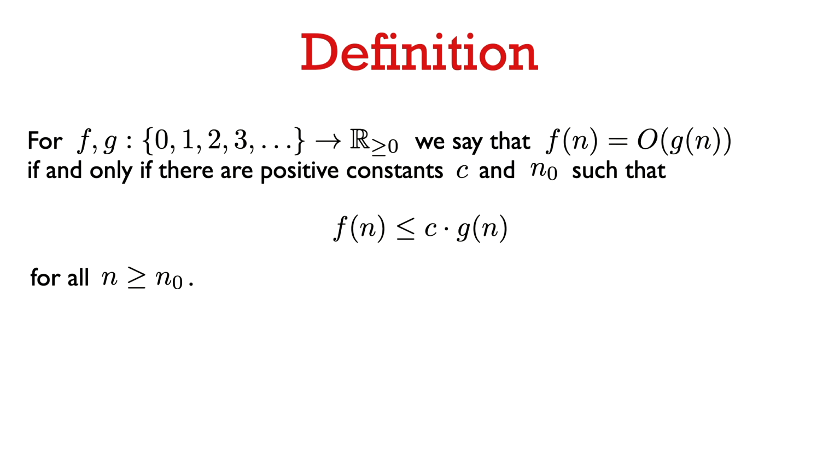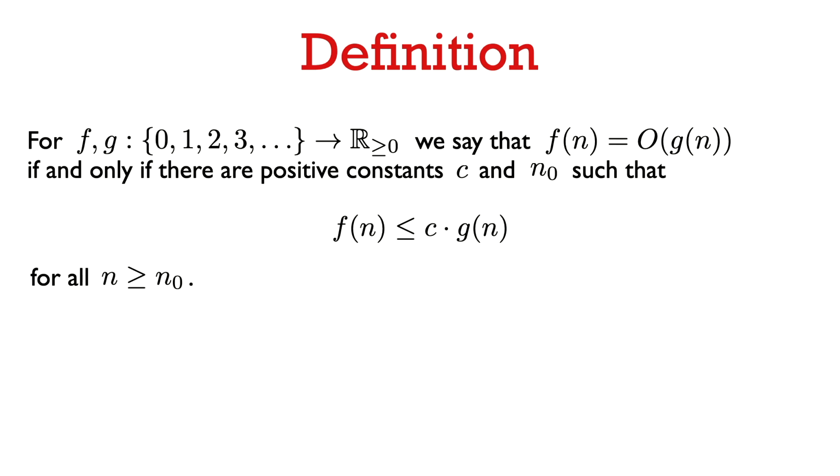Let f and g be two functions that map the natural numbers to non-negative real numbers. We say that f of n is order g of n if and only if there are positive constants c and n naught, such that f of n is at most c times g of n for all n greater than or equal to n naught.